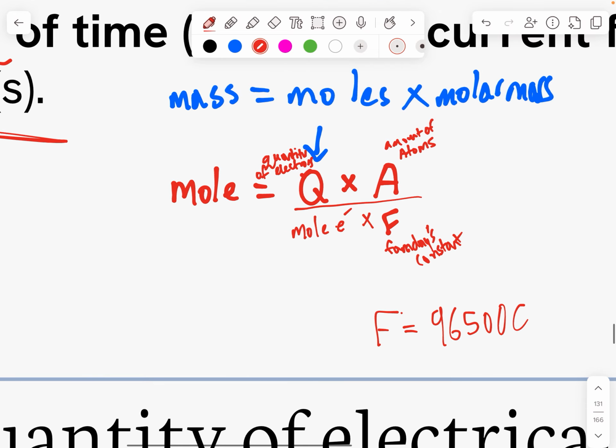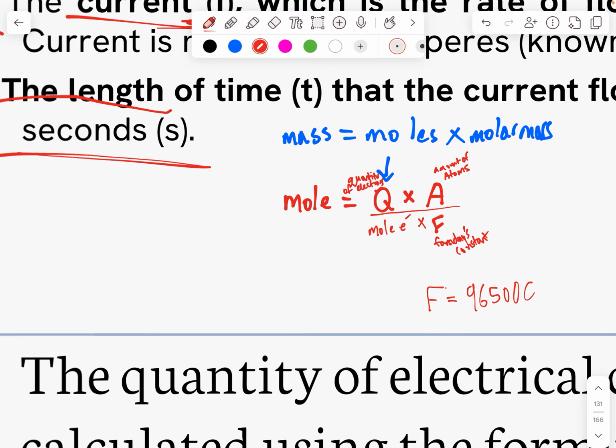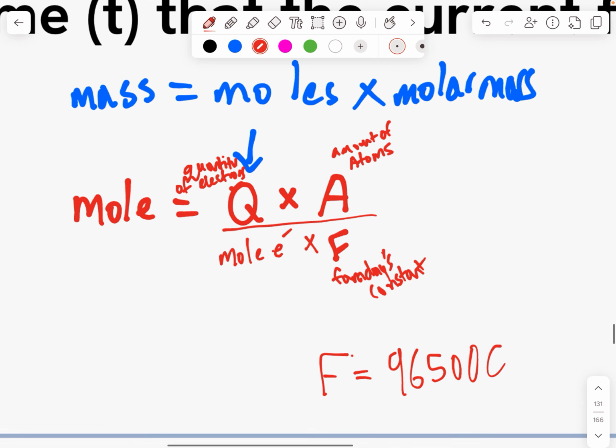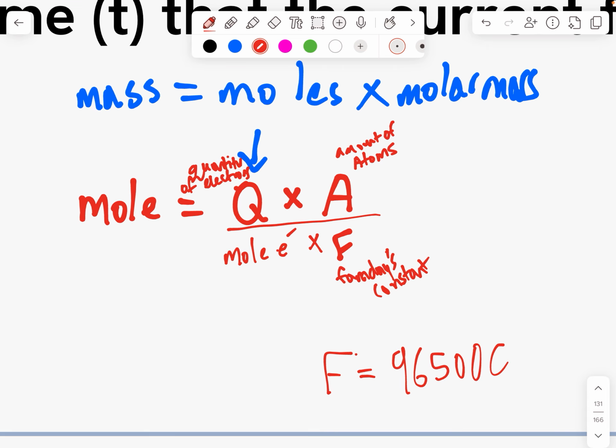You have this equation already? Take a picture of it. That is our equation right there. And we already know how to calculate Q. How do you calculate Q? Q is equal to I times T. Right.